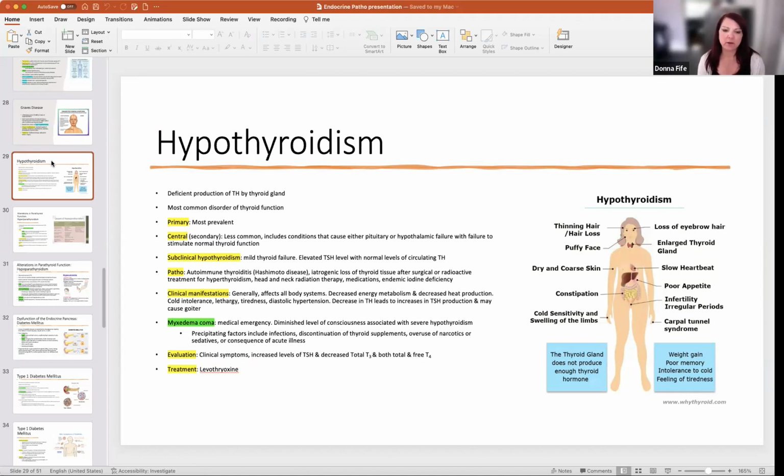Myxedema coma is a medical emergency. There's a diminished level of consciousness associated with severe hypothyroidism. There are precipitating factors that can bring this on, including infections, discontinuation of thyroid supplements, overuse of narcotics or sedatives, or the consequences of an acute illness. Evaluation: look at the clinical symptoms and look for increased levels of TSH and decreased total T3 and both total and free T4. Treatment is generally levothyroxine. And here it shows the different clinical manifestations, signs and symptoms that you'll see with patients with hypothyroidism.